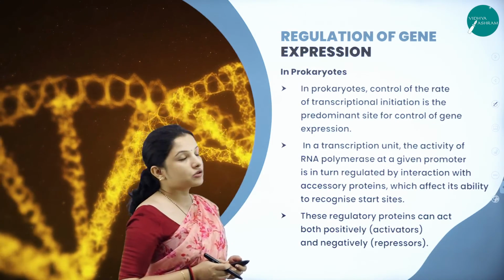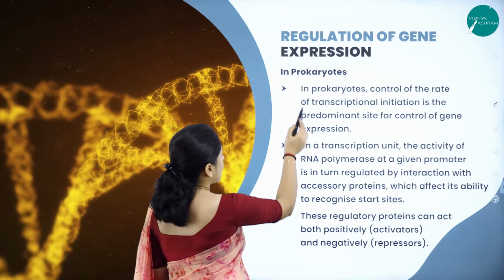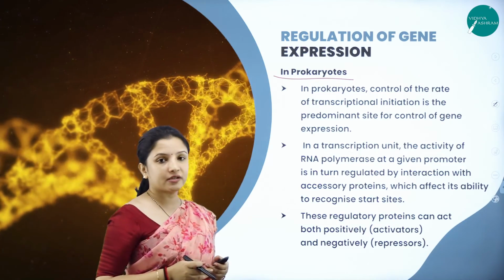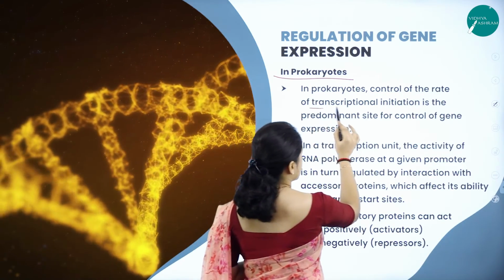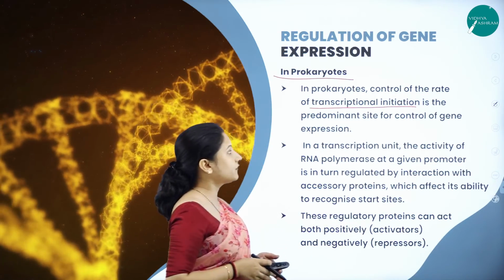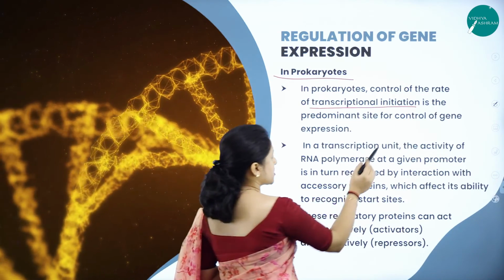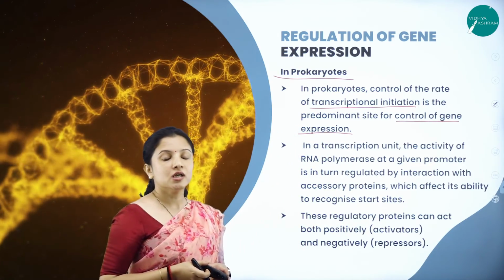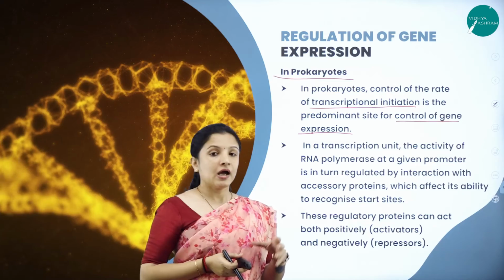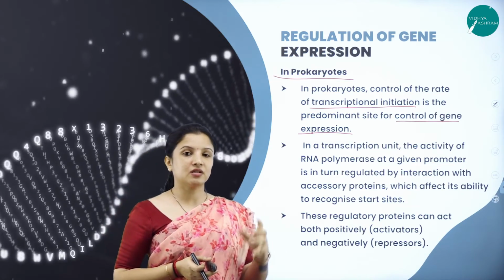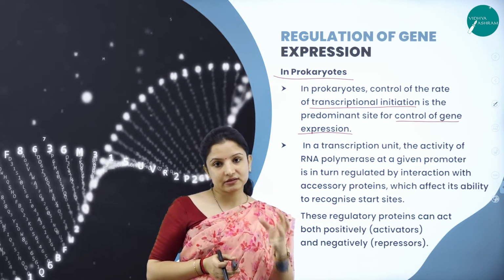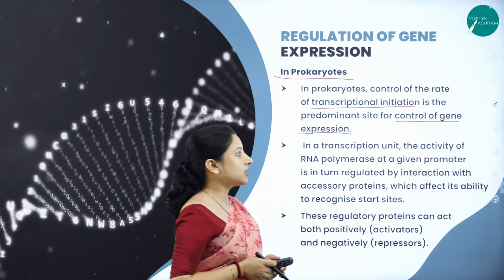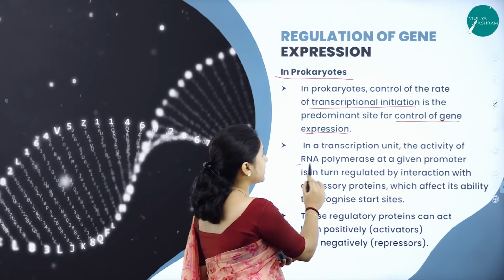So next, let us look into the regulation of gene expression in the case of prokaryotes. So in prokaryotes, the control of the rate of transcriptional initiation is very important for the control of gene expression, because we all know that there is an initiator region, right, wherein the initiation of transcription begins. And how that initiation happens, how it is controlled, always decides how the genes have to get expressed. And in a transcription unit, the activity of RNA polymerase enzyme.